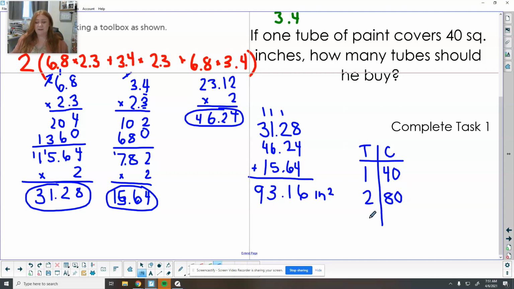Still not enough. And do you think if you go to the store they'll just say, "Oh, yeah, you can cut that tube in half and just take what you want?" No, they're probably not going to do that. So if we buy 3 tubes, 40, 80, 120, yes, you'll have some extra, but it's always nice to have a little extra just in case. But if he only buys 2, he's not going to cover all of the surfaces. So he's got to make sure he buys enough to cover everything. So he'll need to buy 3 tubes and have some left over.